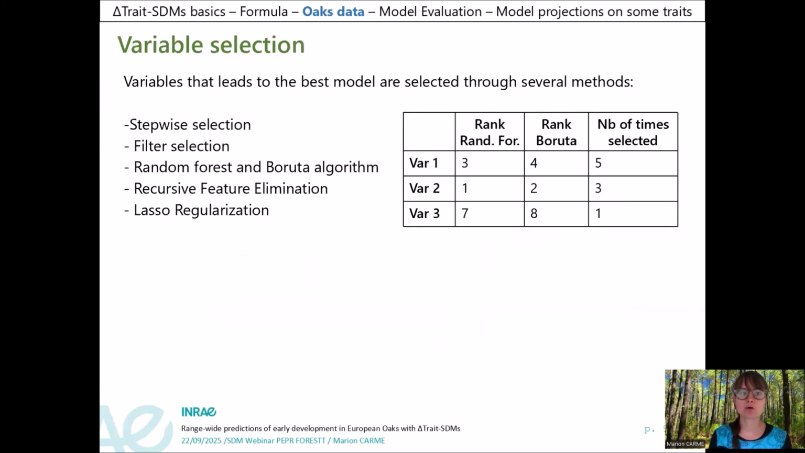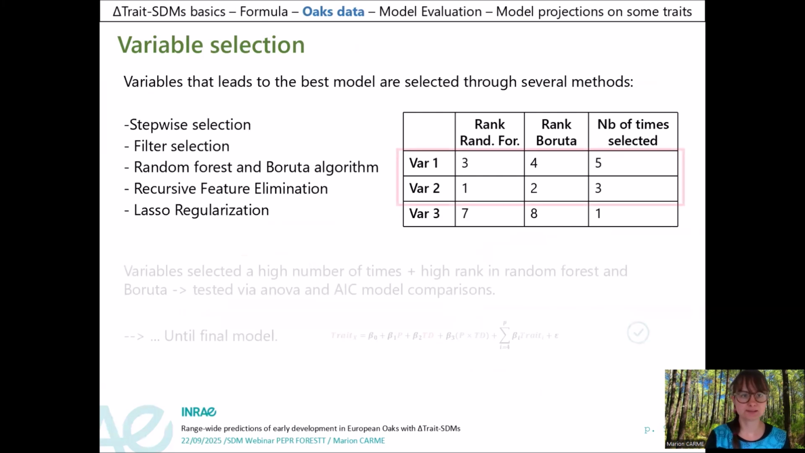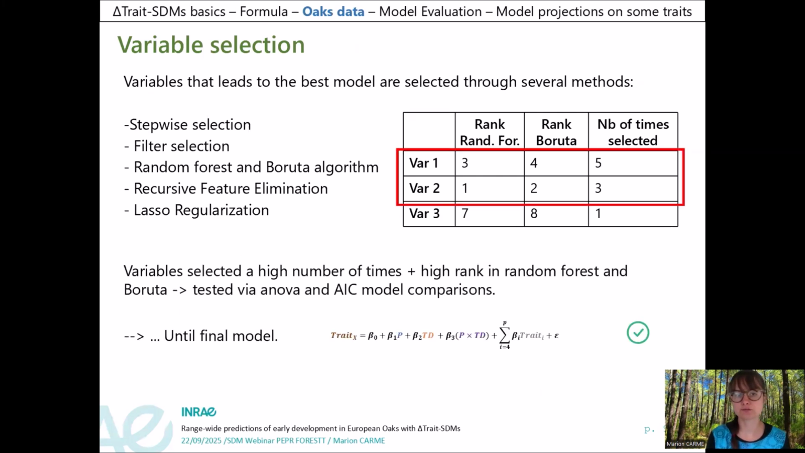So now that we have all these data, all these variables, we need to select them to build the model. We use multiple variable selection methods to select the variables. I won't go into details. They are listed here. Basically, we keep the variables that are selected the highest number of times and that have a high rank in random forest and Boruta methods. And then we test them via ANOVA and AIC model comparisons until the final model.